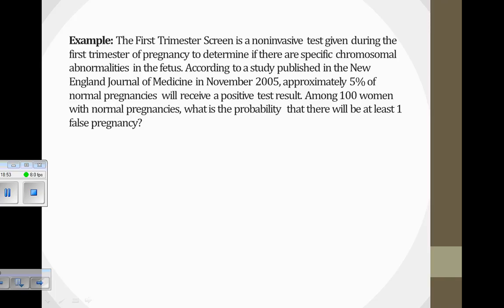The first trimester screen is a non-invasive test given during the first trimester of pregnancy to determine if there are specific chromosomal abnormalities in the fetus. According to a study published in the New England Journal of Medicine in November 2005, approximately 5% of normal pregnancies will receive a positive test result. Among 100 women with normal pregnancies, what is the probability that there will be at least one false positive?